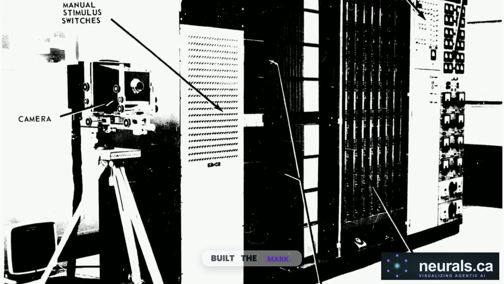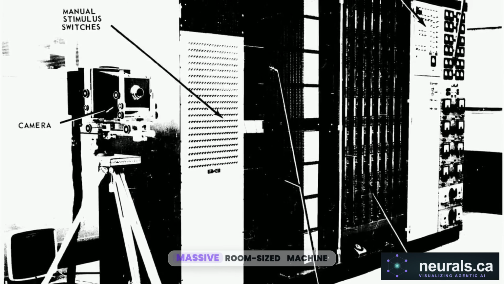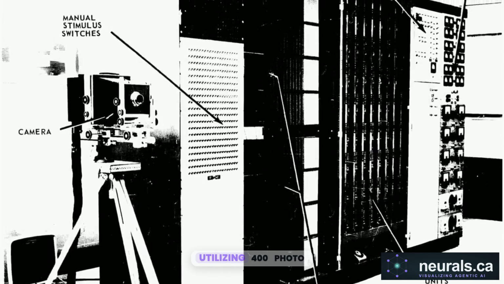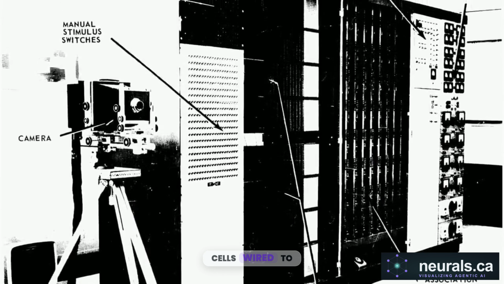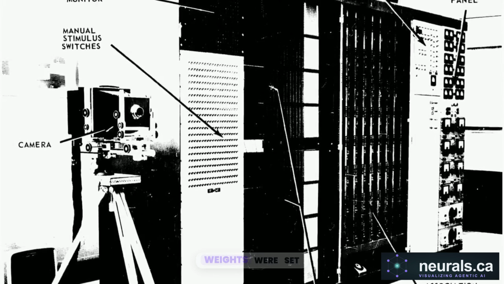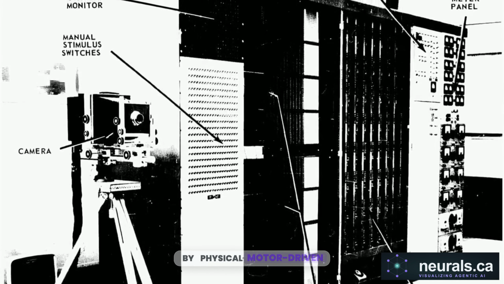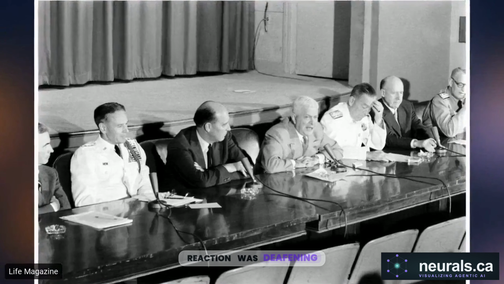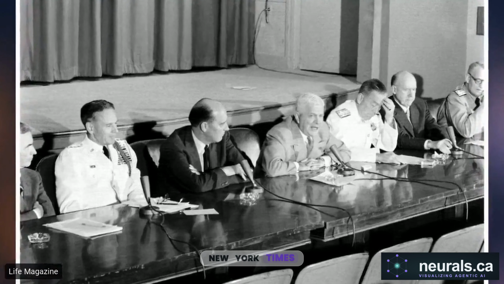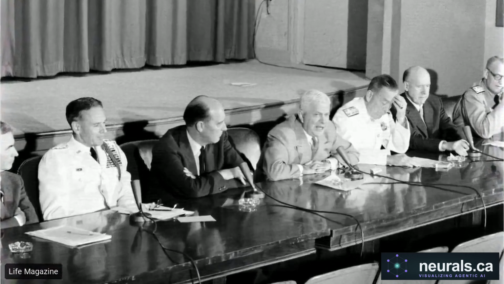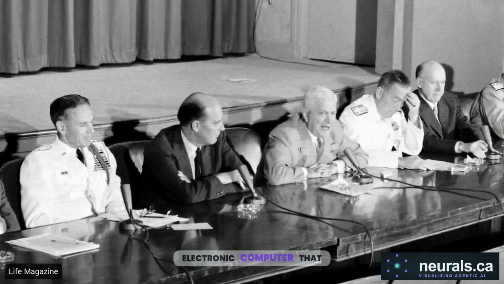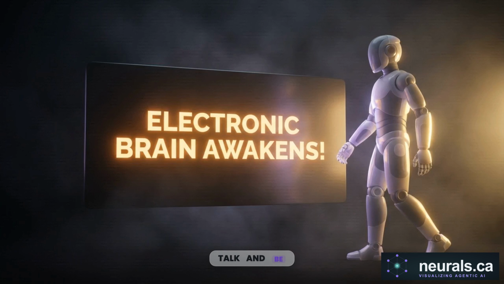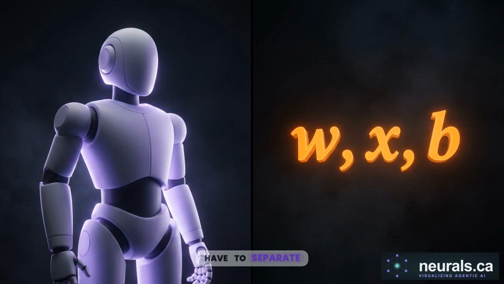He built the Mark I Perceptron, a massive room-sized machine utilizing 400 photocells wired to association units, whose weights were set by physical, motor-driven potentiometers. The media reaction was deafening. In 1958, the New York Times declared that this machine was the embryo of an electronic computer that would soon walk, talk, and be conscious of its own existence. We have to separate the mid-century science fiction from the actual mathematics.